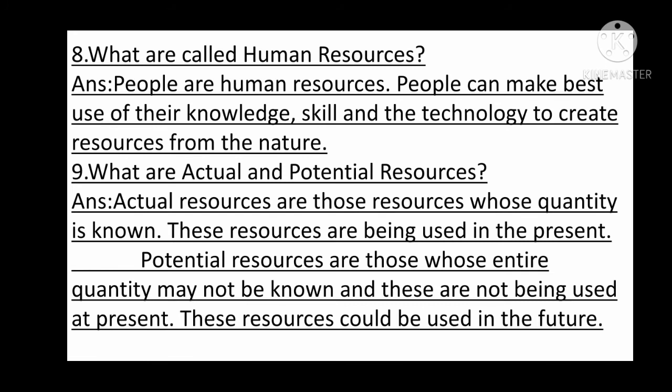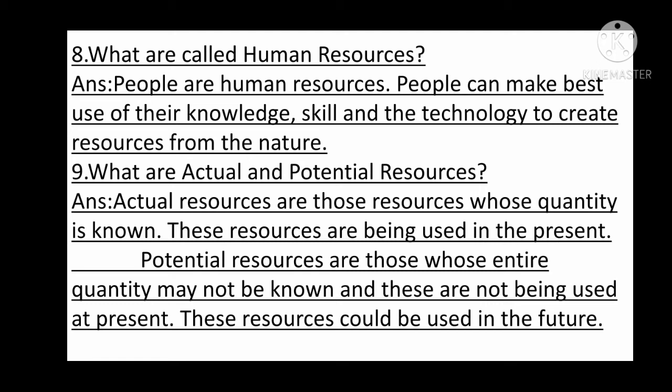Moving on to the 8th question. What are called human resources? Answer is, people are called human resources. People can make best use of their knowledge, skill and the technology to create resources from the nature.